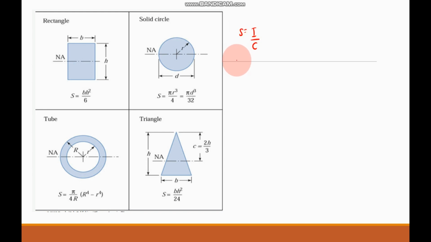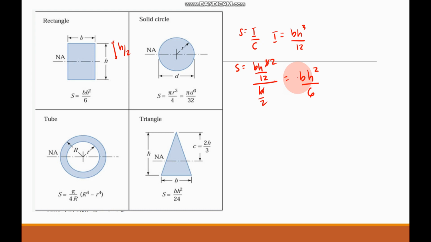So for the rectangle, yung I nya, if you know, is equal to BH cube all over 12, diba? So de-derive natin. So BH cube all over 12, and then yung distance from the outermost fiber, yung C natin, is equal to H all over 2. Therefore, magiging BH squared all over 6. Yan. So ito na yung section modulus ng ating rectangle.